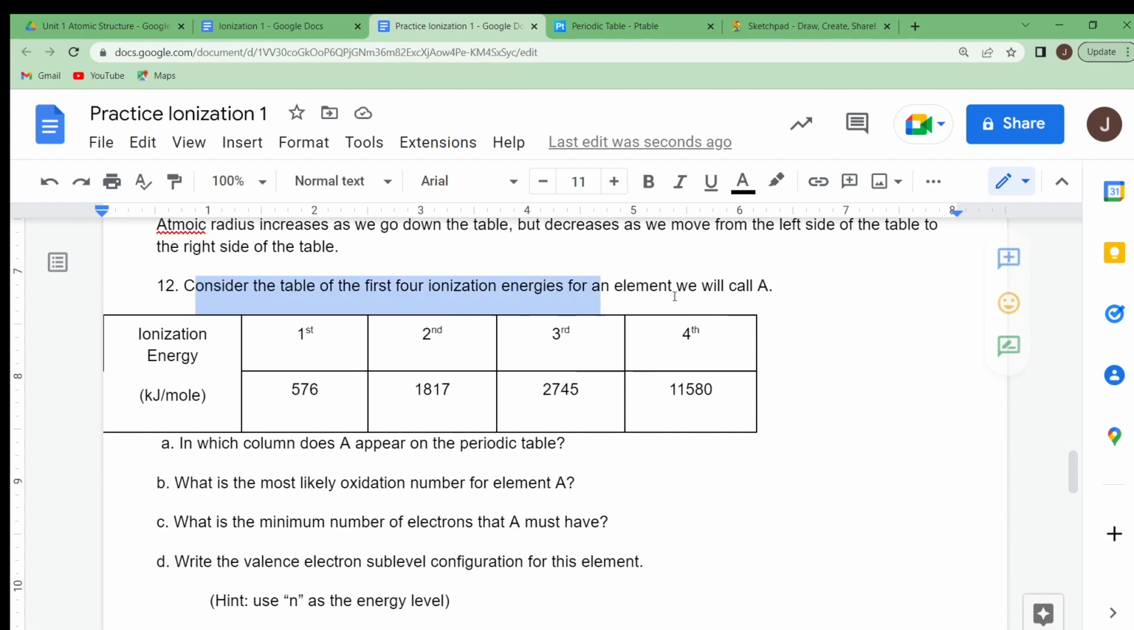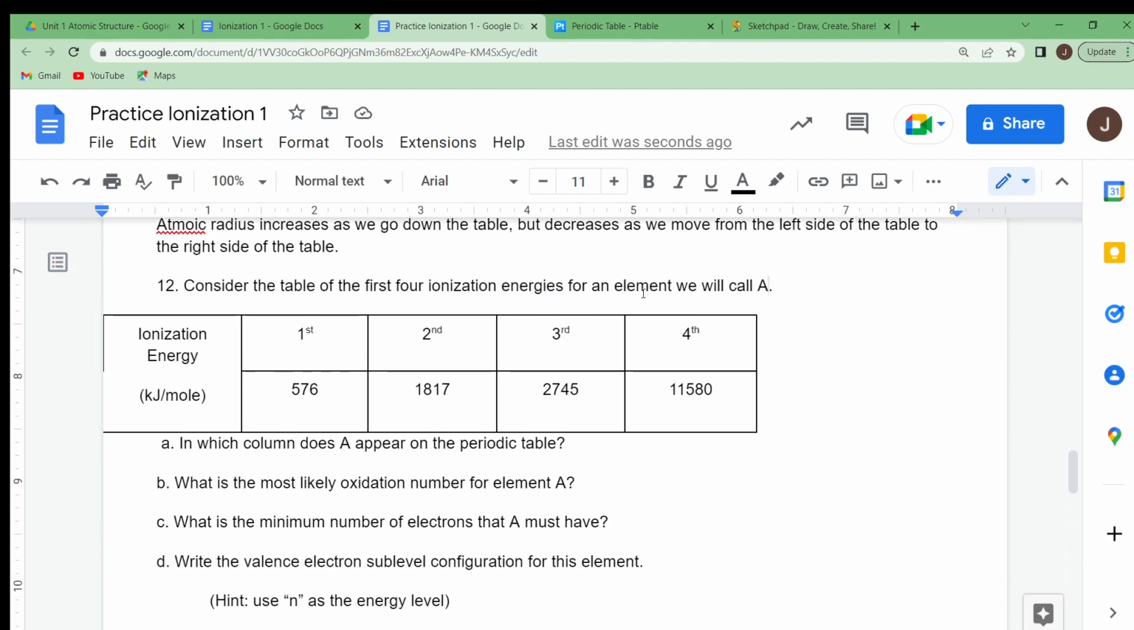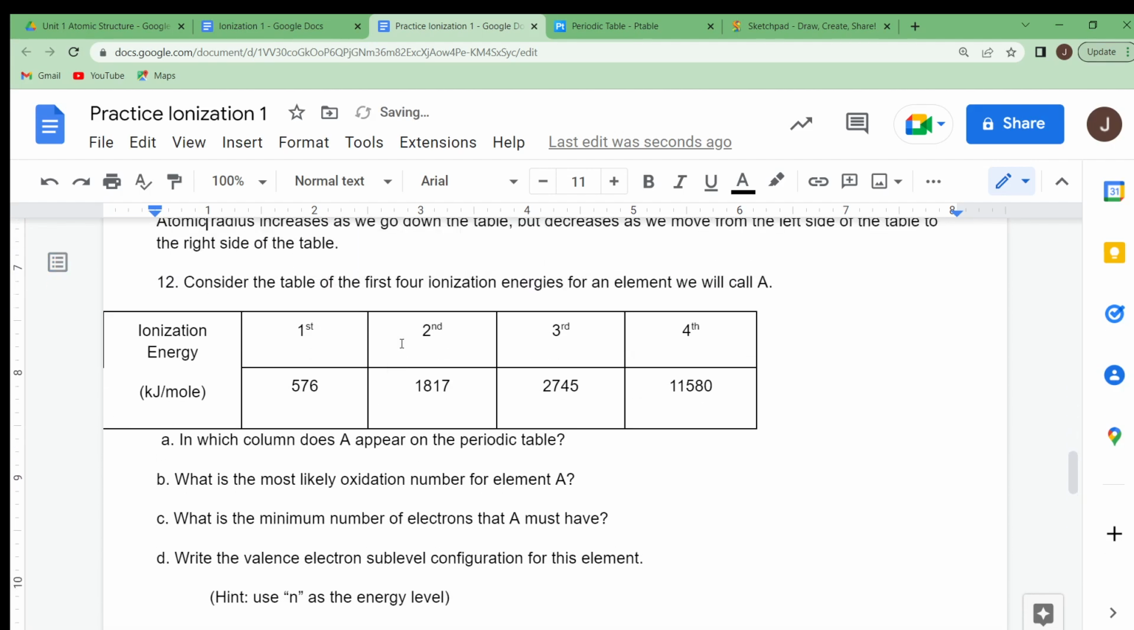Number 12, considering the first 4 ionization energies for an element we'll call A. Now this one's going to be very similar to some free response that we might get. Oh, let's correct this word and spell it right. All right. In which column does A appear in the periodic table? So we're going to look at this element and try to see what's going on here. And this is the first 4 ionization energies.